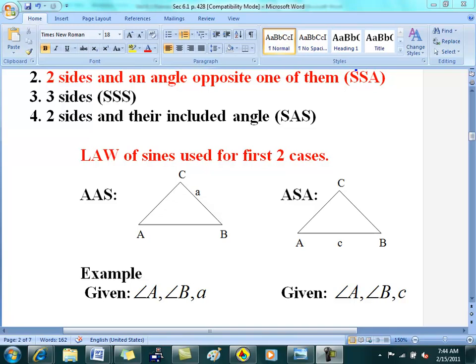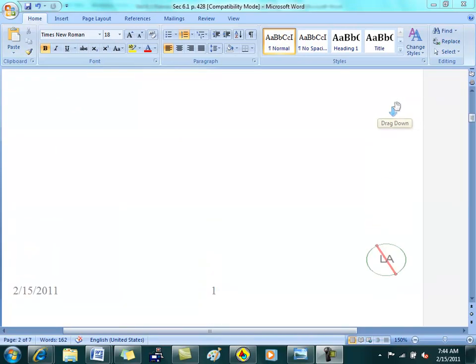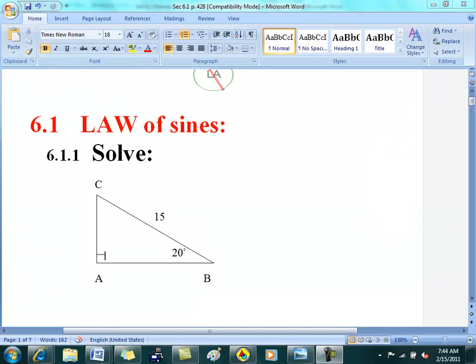So I want to start out by, first of all, solving a simple right triangle, okay? Well, I'm not going to do it. You're going to do it, okay? So you guys know what it means to solve a triangle. What does it mean to solve a triangle?